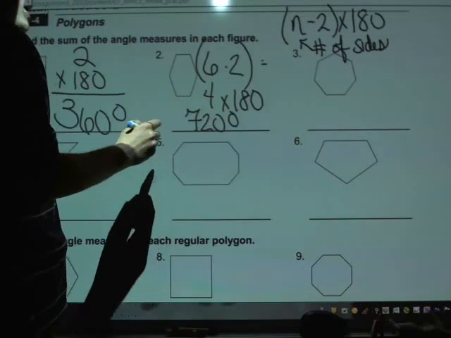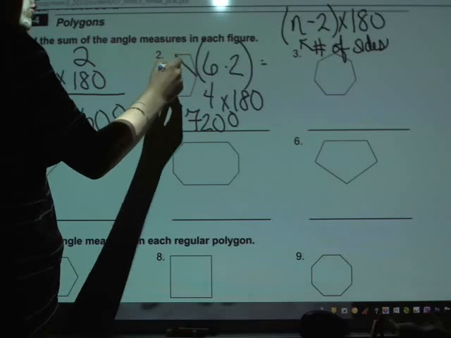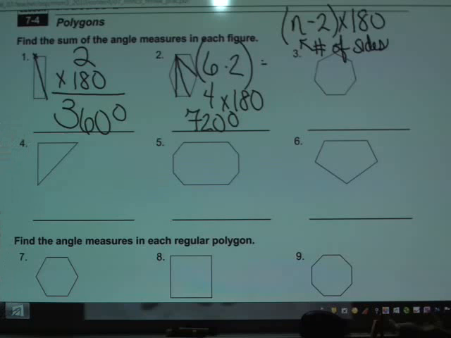If you want to see the triangulation, do the same thing we did in question 1. Pick a corner and draw a line to every other corner. Some of them are already there. Notice, when we did that, we got 4 triangles at 180 each, 4 times 180. Well, that looks familiar because that's exactly what we did. 4 times 180 gave me 720.